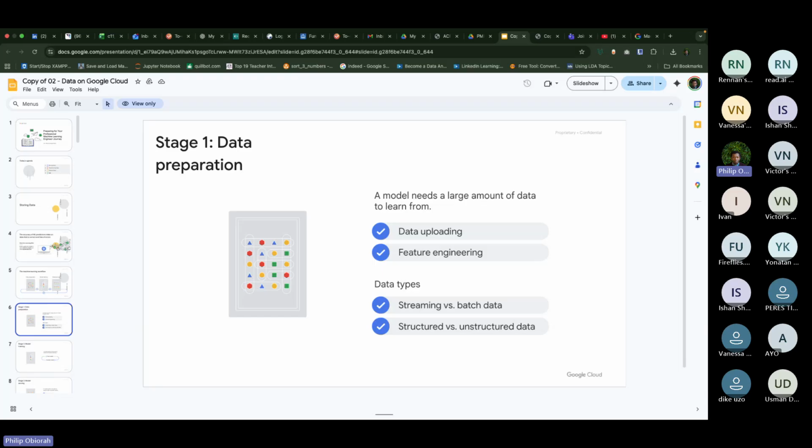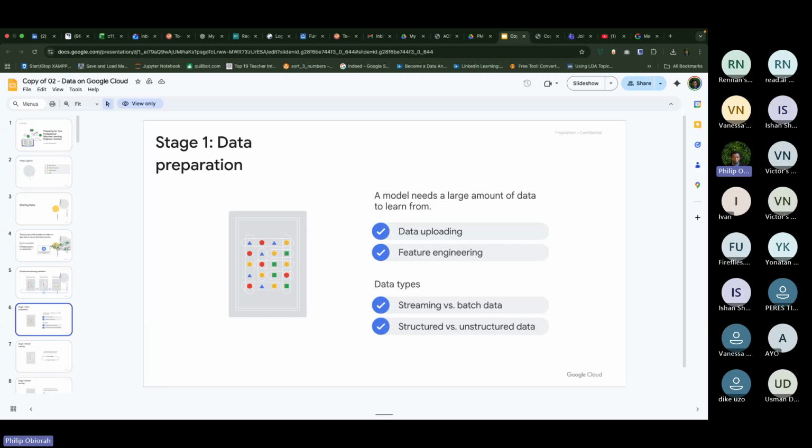For you to train your model, you might need a large amount of data, right? And so you might need to upload your data. You need to ingest data from different sources. Now you might be ingesting data from different sources like BigQuery. Which other places can you ingest data from?